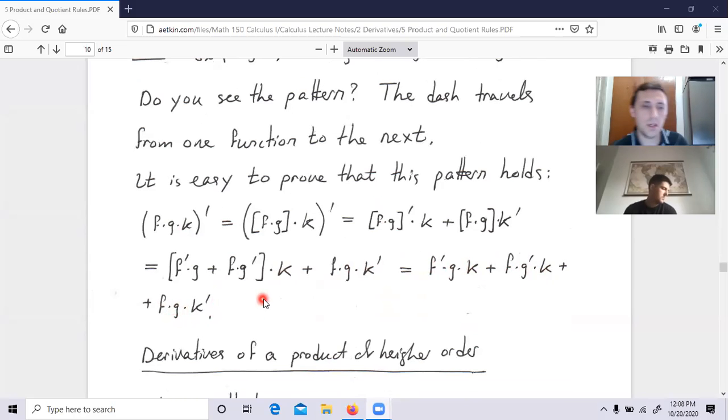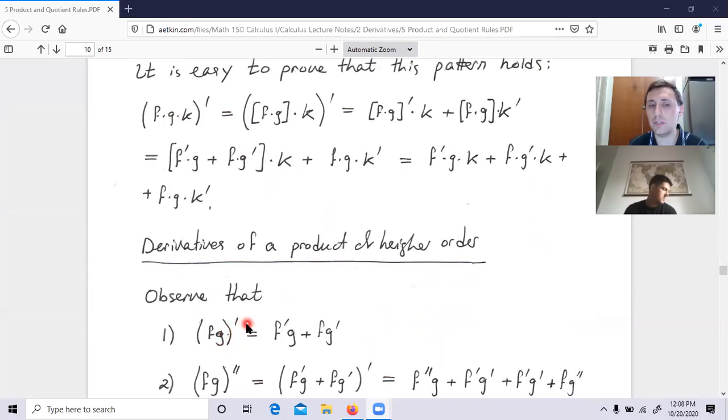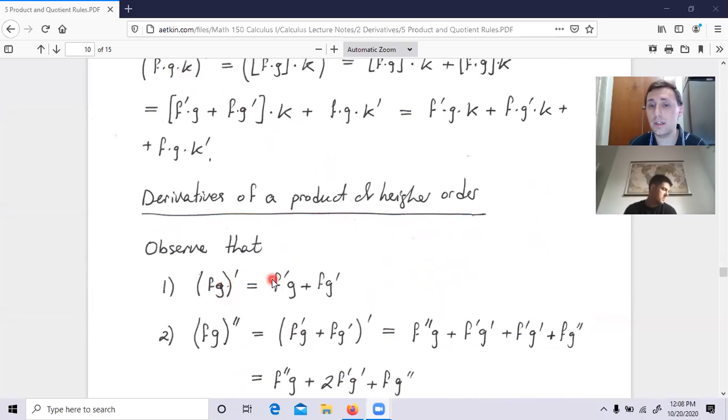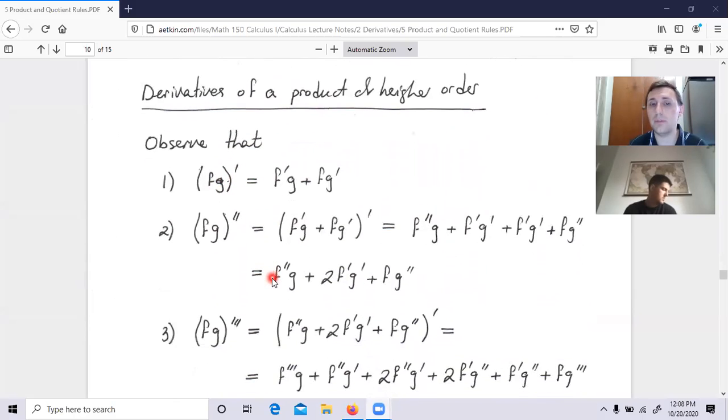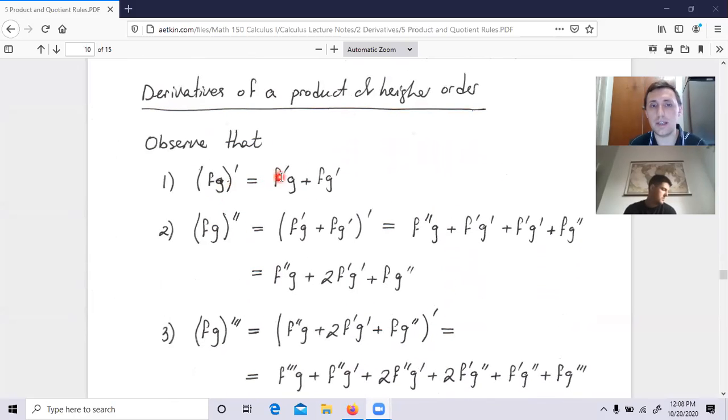Okay. Now, derivative of product rules to higher order. So I don't have to just have product rule and take one derivative. One derivative looks like this, guys. Let's see how good you are at picking up patterns. The derivative of f times g is f prime g plus f g prime.